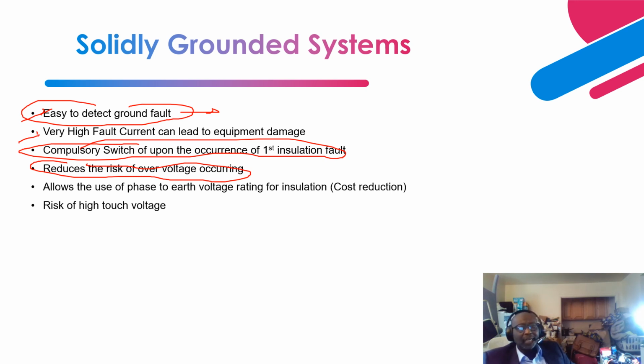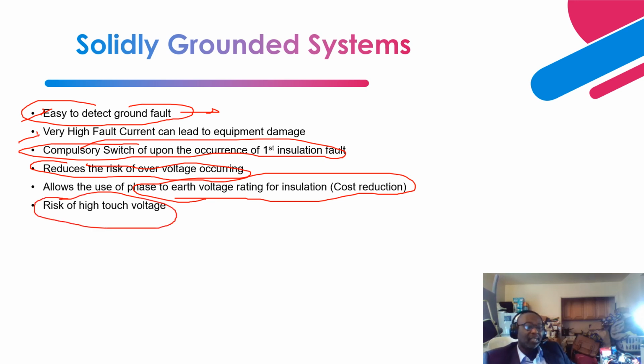Also, because it is basically connected to ground, you have a phase to earth voltage. So the insulation system of the winding is built based on phase to earth voltage rating, and that can also result in cost reduction. Next, because of the high ground fault current that flows, there is the risk of touch voltage that can be experienced by maintenance, operation or engineering personnel who might be in close proximity with this equipment.